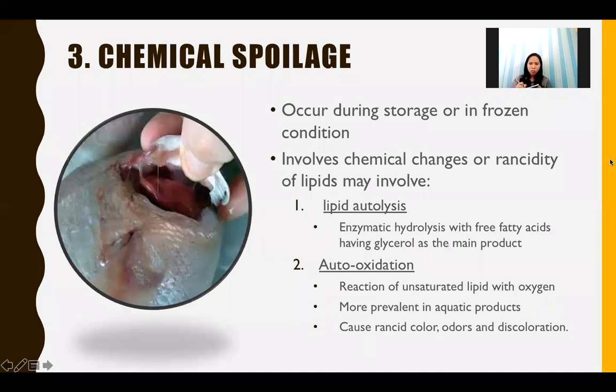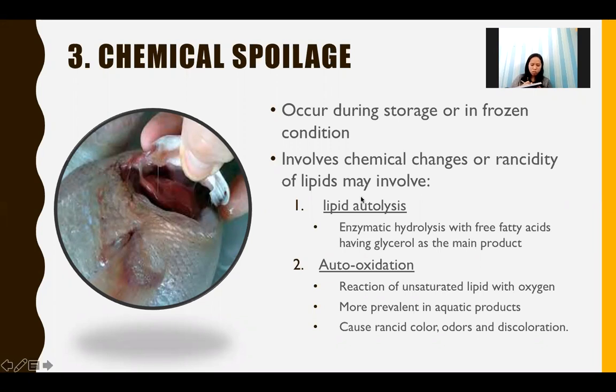So the third factor for spoilage is what we call the chemical spoilage. This occurs during storage or in frozen condition. So it doesn't mean na pag nilagay mo yung isda sa freezer, hindi na siya mabubulok. No, meron siyang certain period of time na masisira pa rin yung isda. Alam naman, ilalagay mo siya ng 3 taon, okay pa rin ba yung isda mo after 3 years? Siyempre, meron tayong tinatawag na chemical spoilage. So, it involves chemical changes or rancidity of lipids.